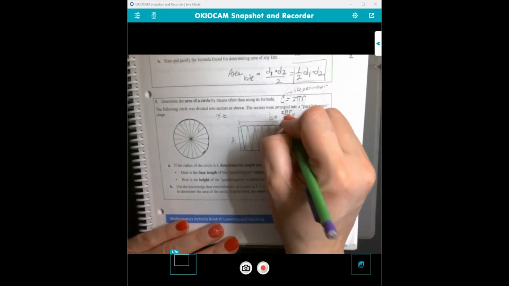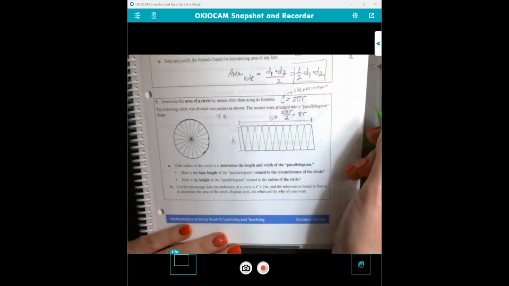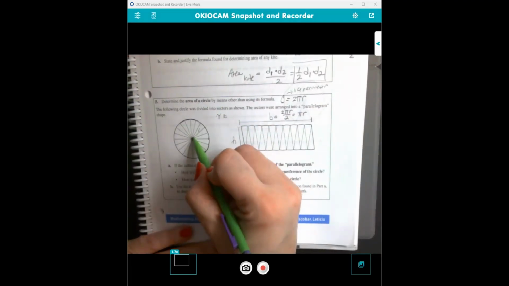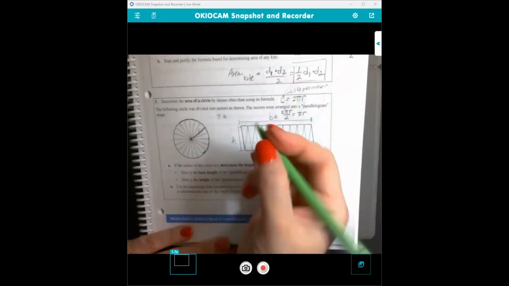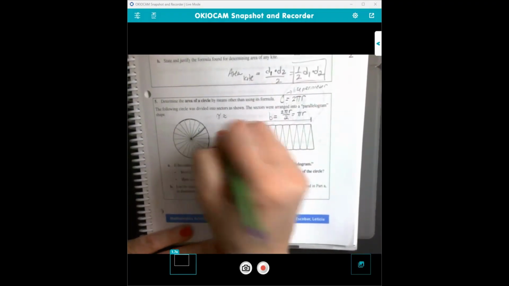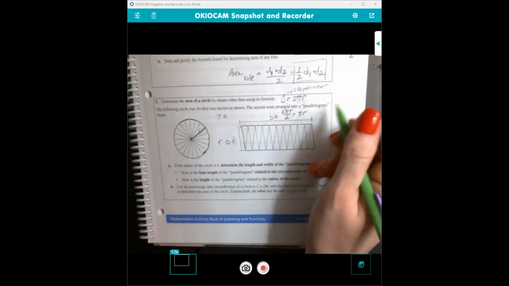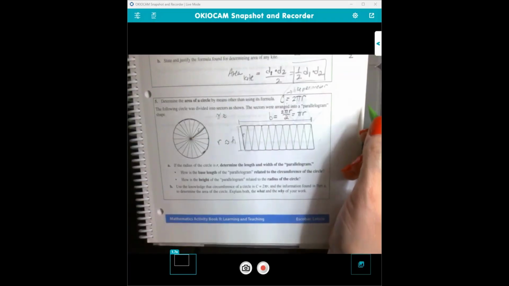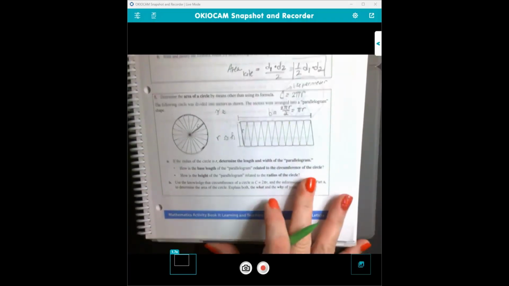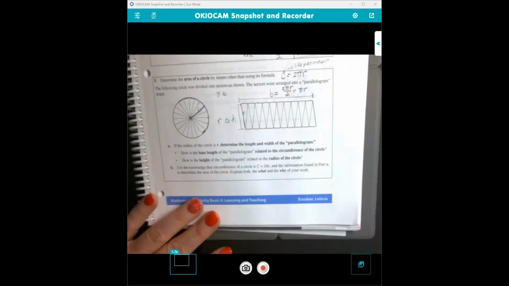Now what happens with this 2 and that 2? They cancel and you just get pi r. The height, if you see, is the radius of the circle. So we can approximate it, and we can say that the height is going to be approximately the radius of the circle, because this is r, okay? So now I can actually form the area.